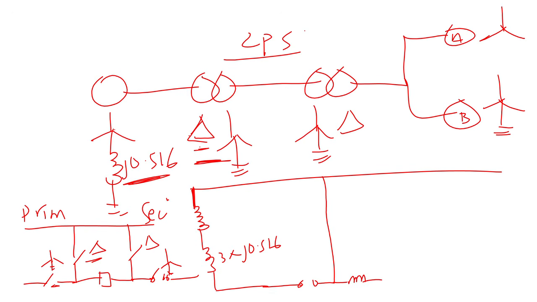Then I get to the secondary, star grounded. So I'm going to open the delta side. I'm going to open here and close the star side. Good. Then I get to the reactance of the line. Then I get to another transformer. The other transformer is star grounded, so I'm going to close the series switch.